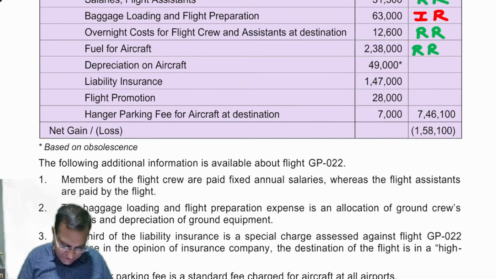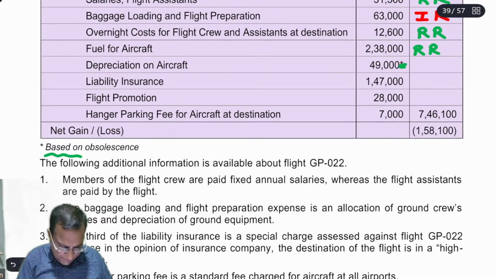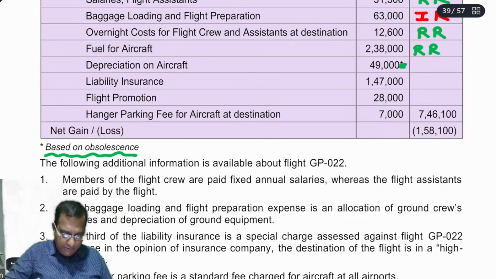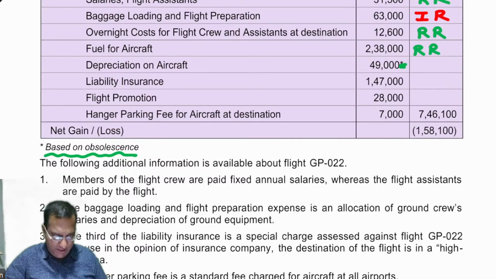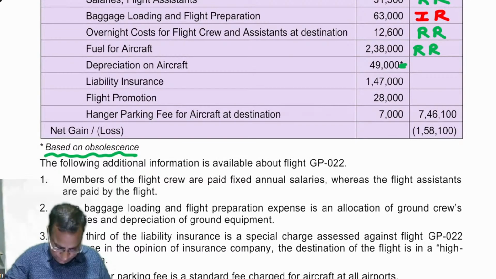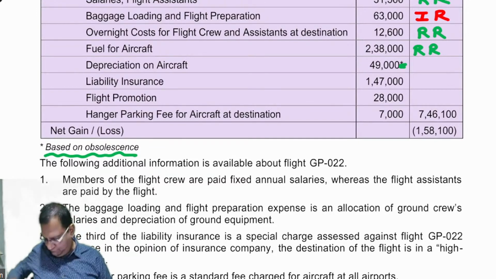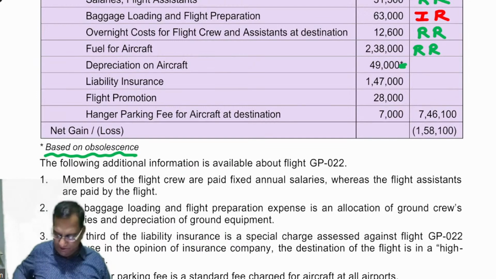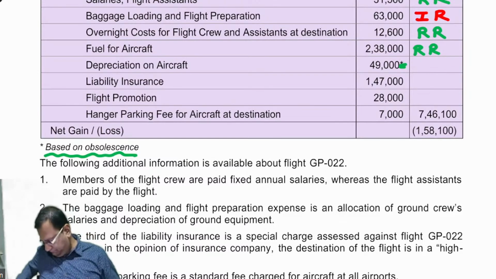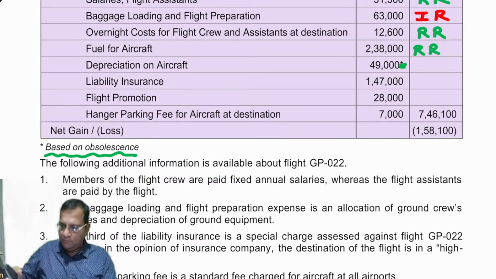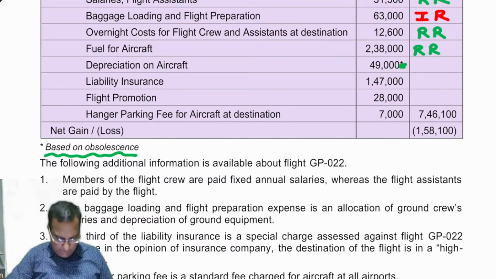Now, tell me about the depreciation. An asterisk has been given, and the depreciation has been charged based on obsolescence. Okay. Can you please tell me whether the depreciation will be relevant or irrelevant one? Whether depreciation will be a relevant or irrelevant one. Depreciation is charged based on obsolescence. Okay.